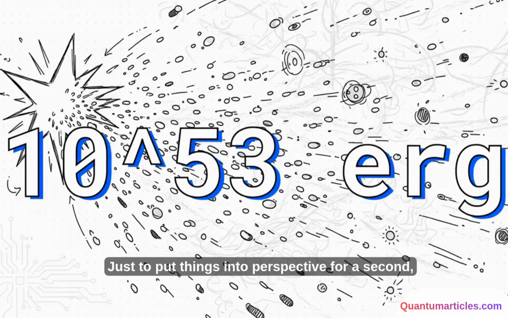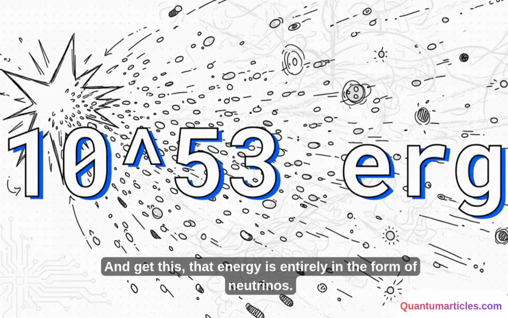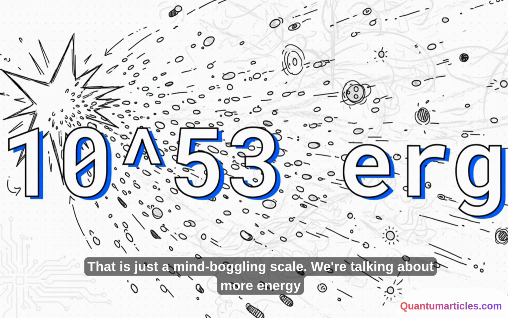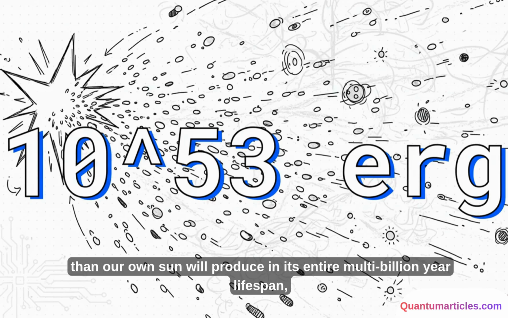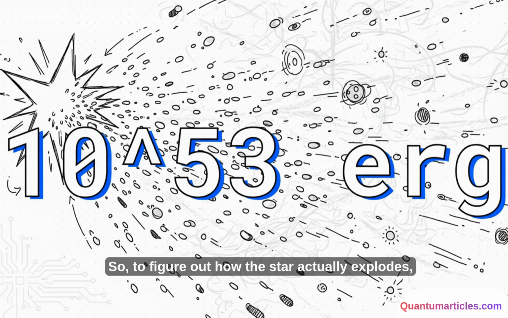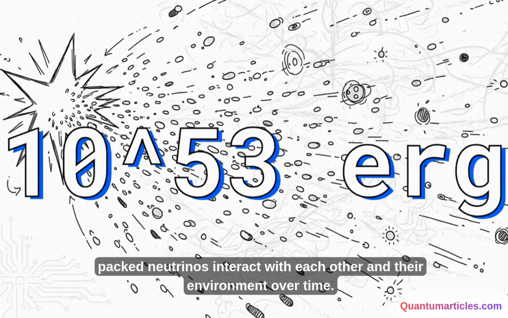Just to put things into perspective for a second, a core collapse supernova produces around 10^53 ergs of energy. And get this, that energy is entirely in the form of neutrinos. 10^53. That is just a mind-boggling scale. We're talking about more energy than our own sun will produce in its entire multi-billion-year lifespan, all released in mere seconds. So, to figure out how the star actually explodes, we've got to understand how these highly energetic, incredibly densely packed neutrinos interact with each other and their environment over time.